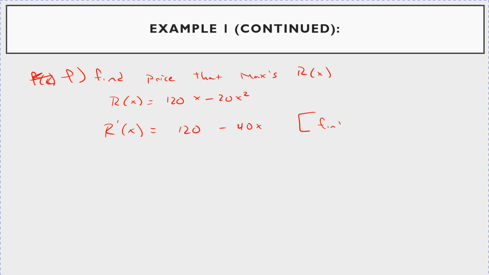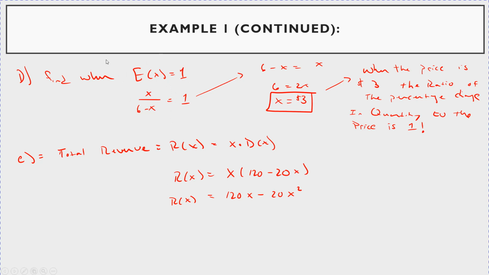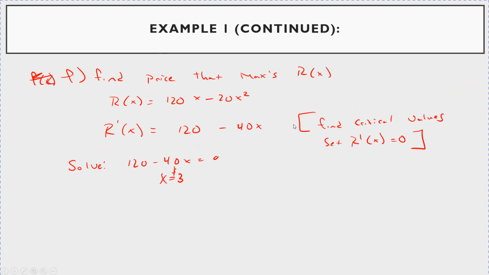Next thing you're going to do is find critical values. So you're just going to set this equal to 0. To find the critical values, you're going to have to solve 120 minus 40x is equal to 0. And with some simple algebra here, you can obviously see this is x is equal to $3. Which is interesting because you notice that's also where elasticity is equal to 1. We'll talk about that in a follow-up example.